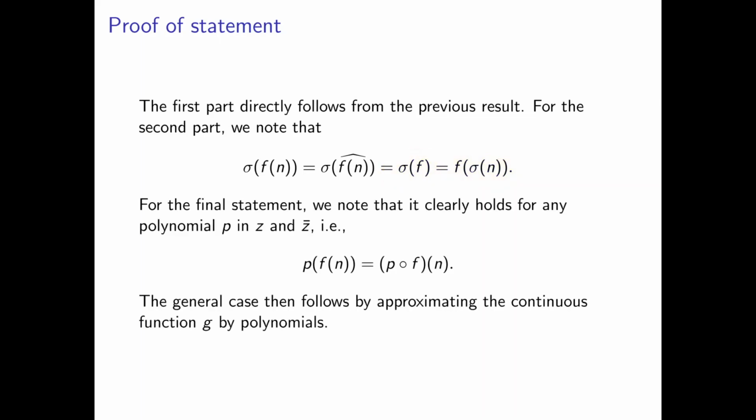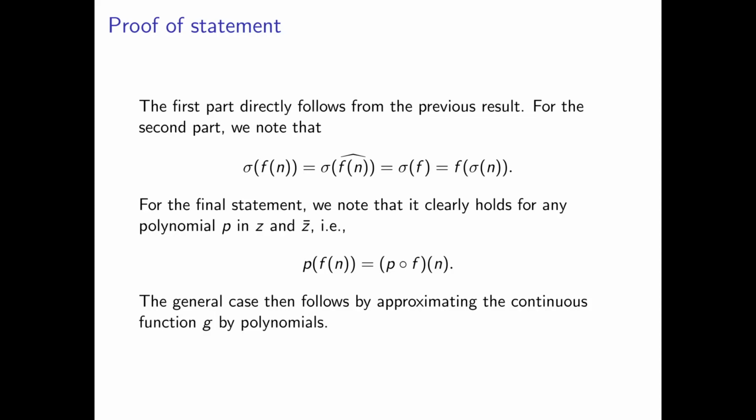And then for the final statement, we note that this is of course immediately obvious for polynomials, because if we have defined f of n, then we can take any polynomial of that, no problem. And then for those functions, it's pretty obvious that this is well defined and that it works in this way. And then we can get the general case by approximating the continuous function g by polynomials. So it's really not a very difficult result once we have this functional calculus.